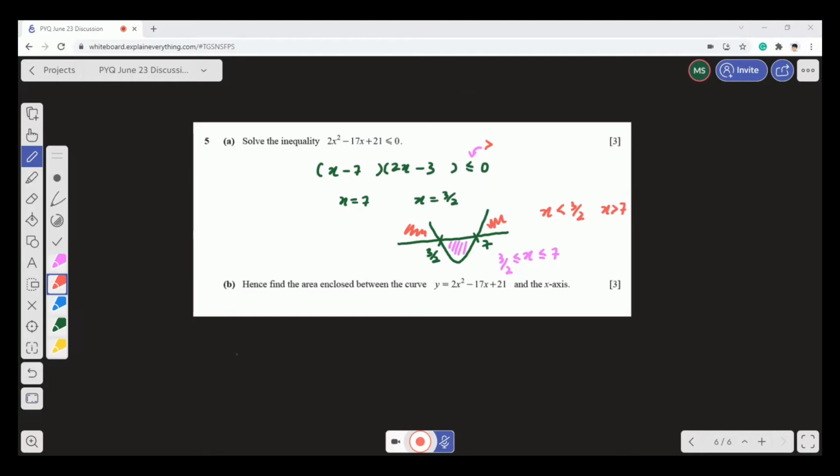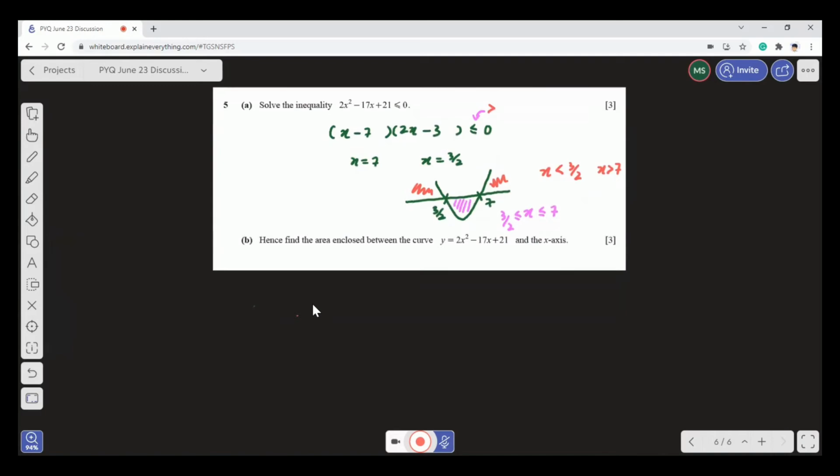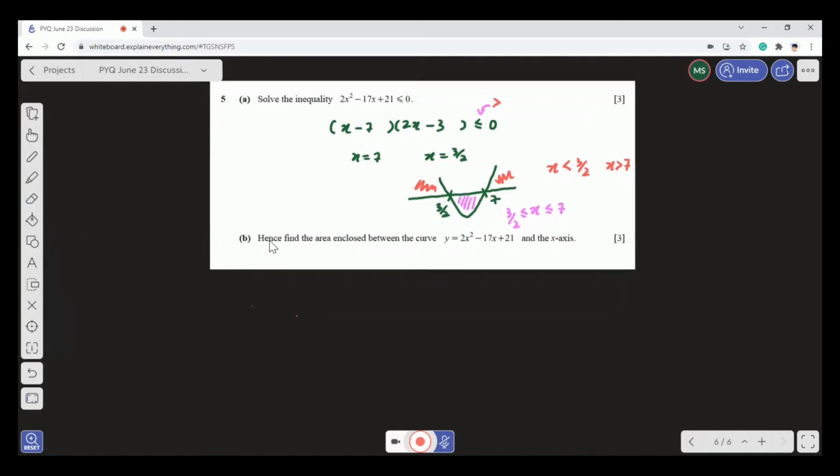Okay, I have a question now. When they say "hence", what does that mean? It means using the answer you have from the previous question.